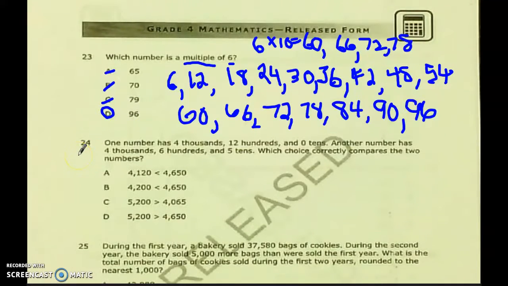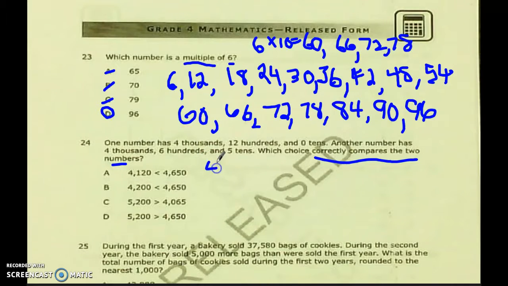Let's go to 24. One number has 4 thousands, 12 hundreds, and 0 tens. Another number has 4 thousands, 6 hundreds, and 5 tens. Which choice correctly compares? So before I can compare the numbers, I need to know exactly how much that is. So I'm going to write these amounts.